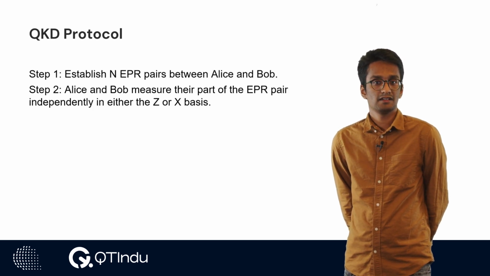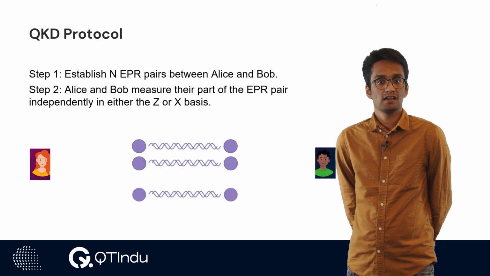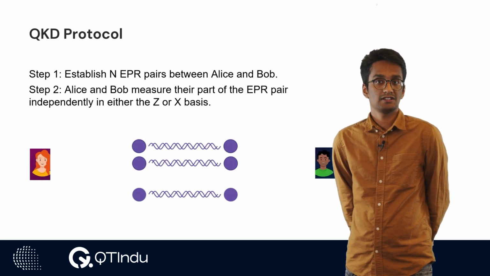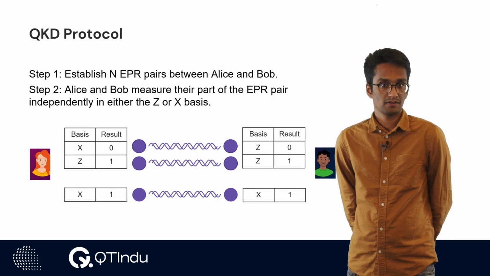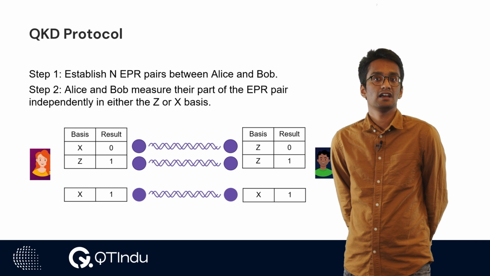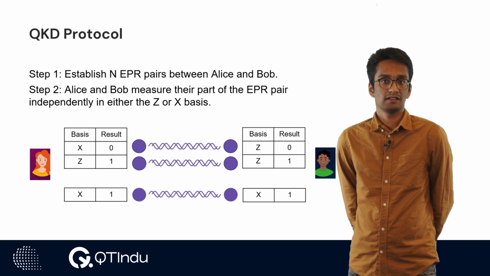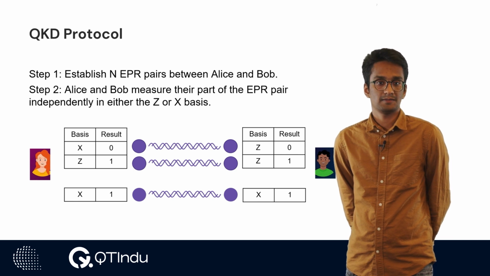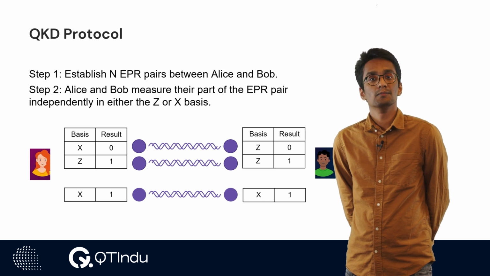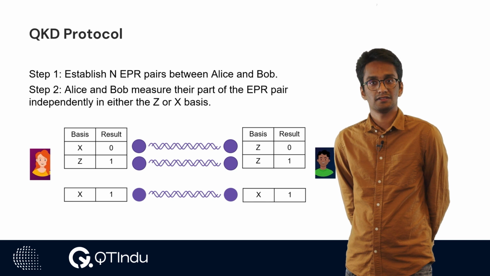The second step is that Alice and Bob measure their part of the EPR pair independently in either the z or the x basis. Keep in mind, they don't share which basis they measured in right now. They measure in their own particular basis, store the result, and both keep it secret for now. In the example shown below, Alice has measured her first qubit in the x basis and has gotten result 0. Bob, on the other hand, has measured his qubit in the z basis and has got the result 0.